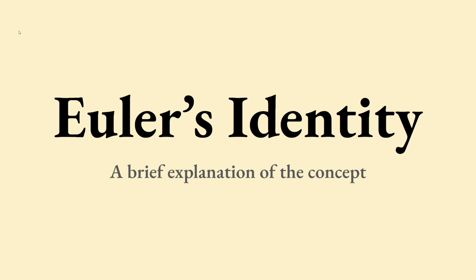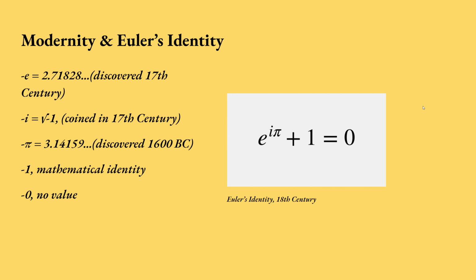Alright, so this is Euler's identity, a brief explanation of the concept. Euler's identity was invented in the 18th century by Leonhard Euler, a Swiss mathematician. And he helped pioneer this type of equation, this equation specifically, his identity, that included all 5 mathematical constants.